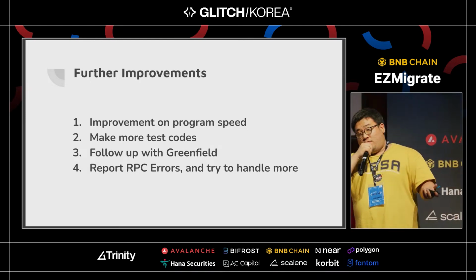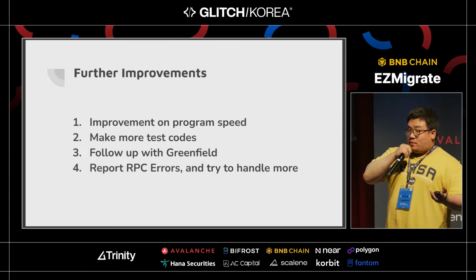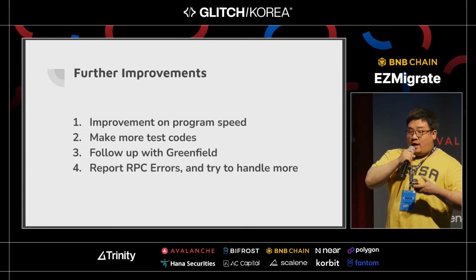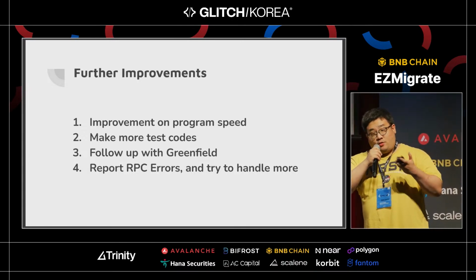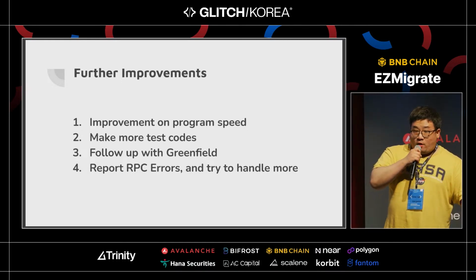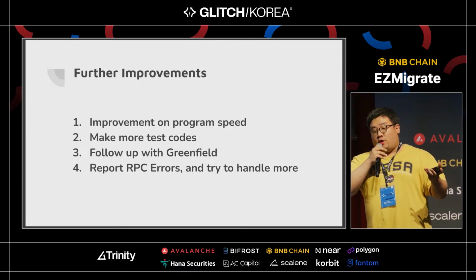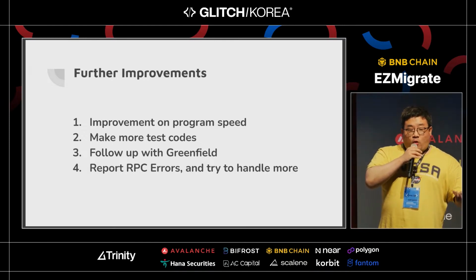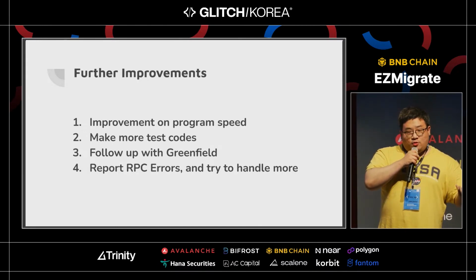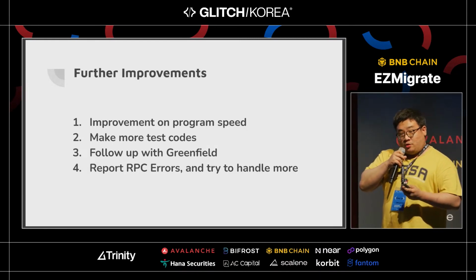And I would follow up with Greenfield, because Greenfield does not have AWS-specific features like CORS, the cross-origin system. So maybe I will update my program when BNB Greenfield adds a new feature, such as the cross-origin system. And then I will report more RPC errors about Greenfield, because I cannot solve the RPC error by myself. So by cooperating with BNB Greenfield engineers, I think I can do a better job in introducing Web2 developers like me into the Web3 world.